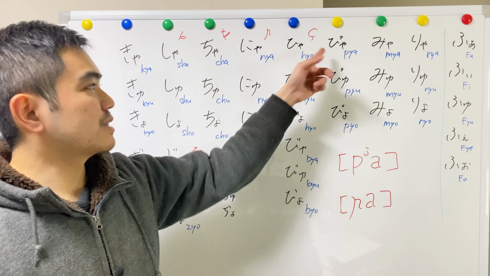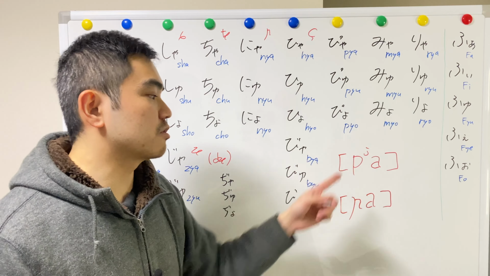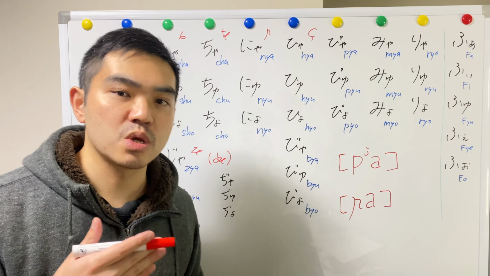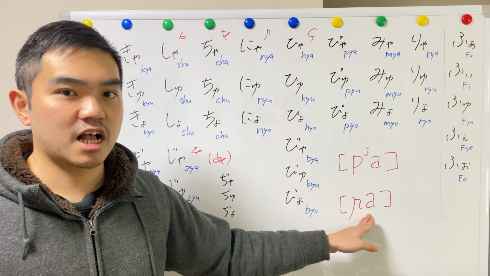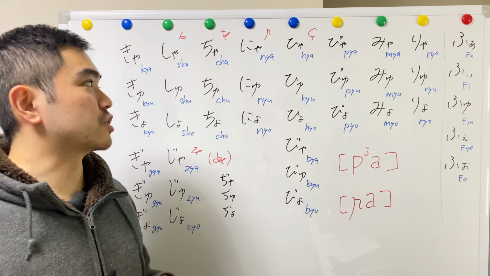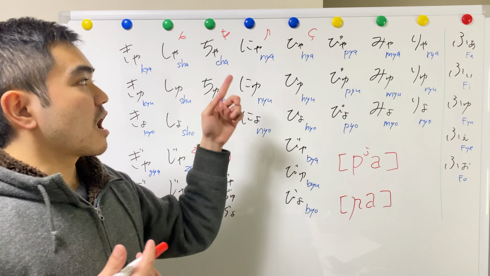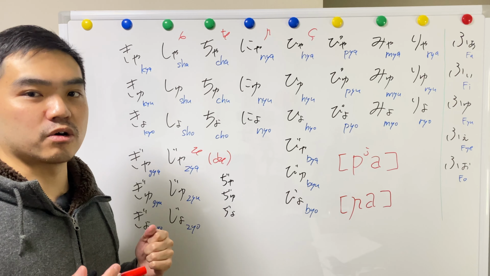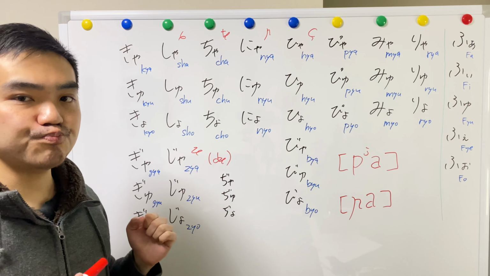Pya. This one. Okay. But you sometimes don't see a small y between the consonant and the vowel, but you create some sort of u sound between the consonant and vowel, like this. Nya, which is this one. Nya.